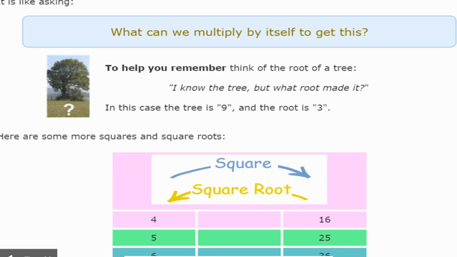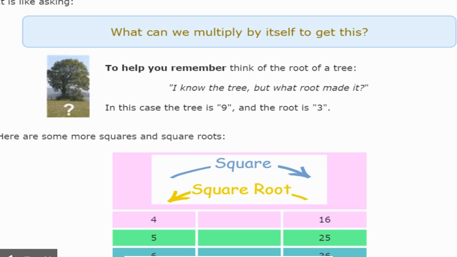When we're thinking about the square root, one way to help you remember is to think about a tree. You do not have to do this, however, it might be helpful. When we think about the root of a tree, in this picture they give you a tree. All of the branches and leaves on the tree represent the 9, but the root is in the ground.